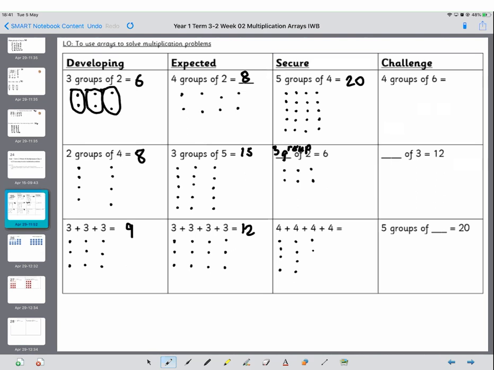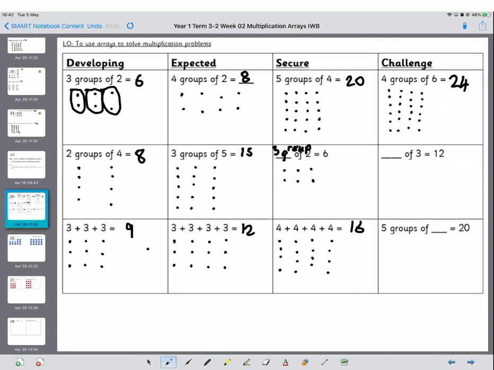4, 1, 2, 3, 4. It's a bit messy. Try to keep them in line because it's a lot easier. 4, 8, 12, 16. 4 groups of 6. 1, 2, 3, 4, 5, 6. And one last set. Now, I'm quite confident in counting on in 6s, but you might want to count them individually. Either way, you will have got an answer of 24.